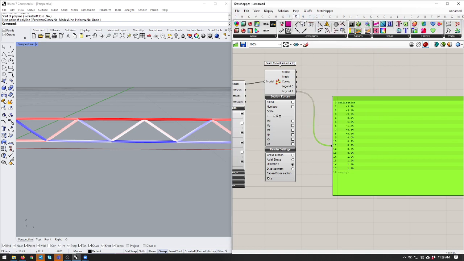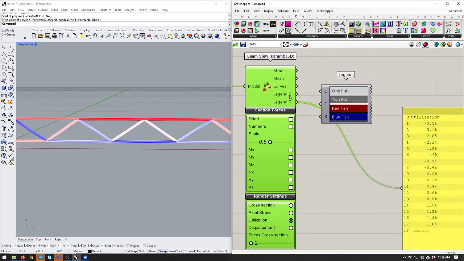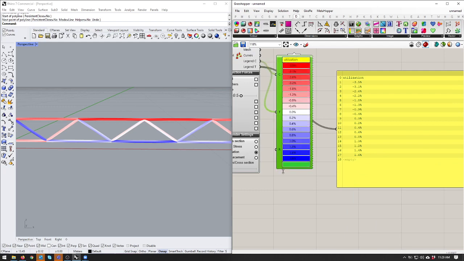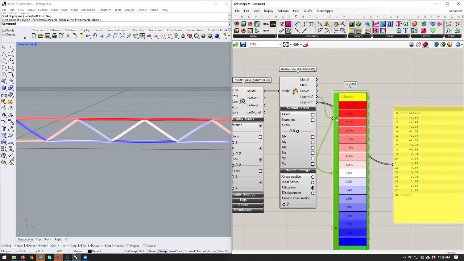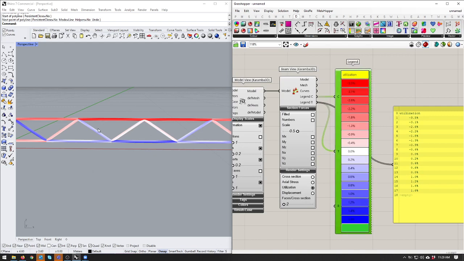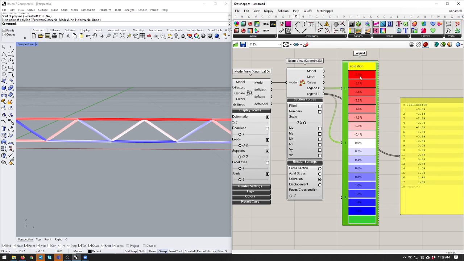So in the display tab, under graphs, there is a legend component. The way the guys have made Karamba is they've written it with this legend C and T value that plugs directly into the C and T inputs of that legend component. So if you plug C and T and then drag this out, it gives you a colored legend of what we're seeing in Rhino. And it has the corresponding colors.